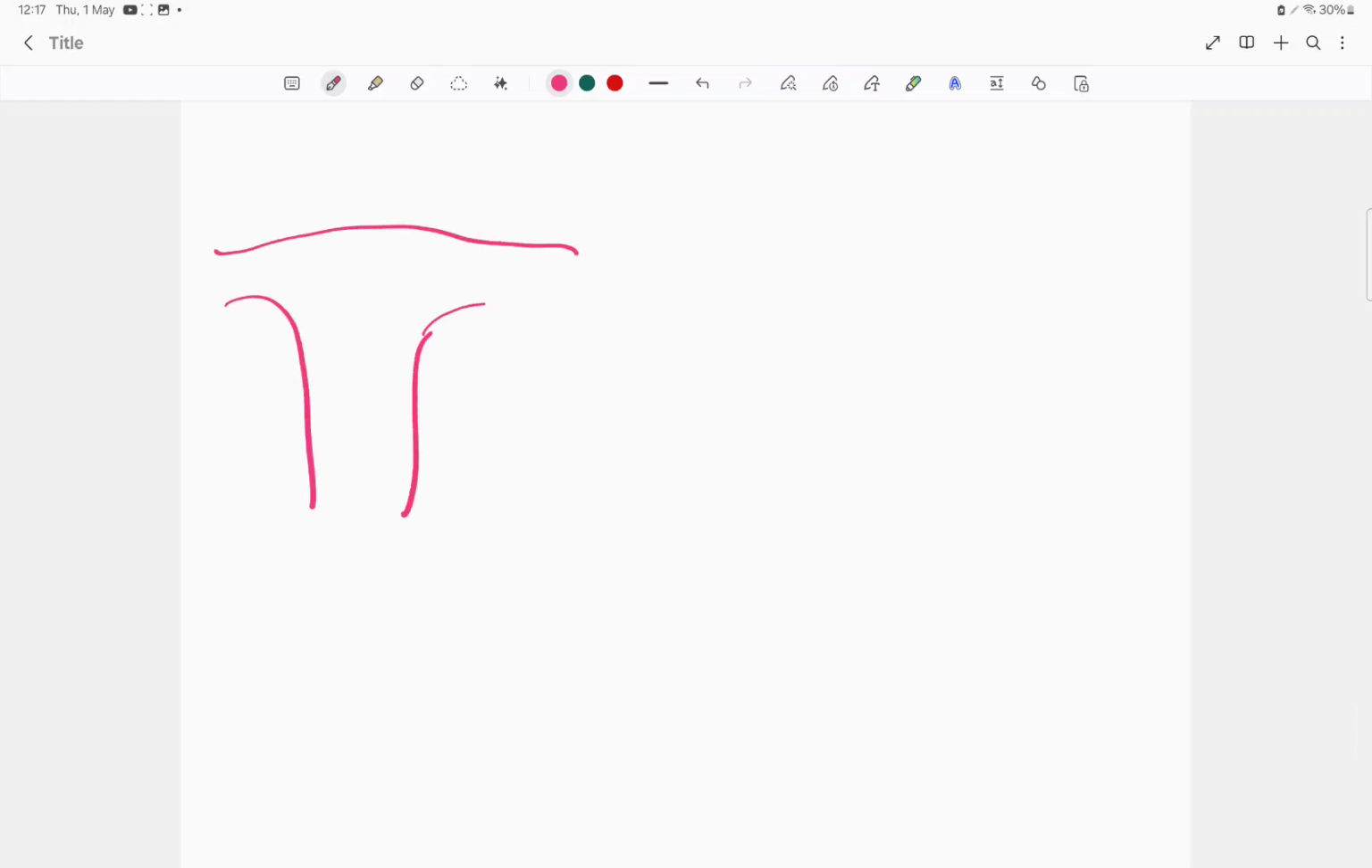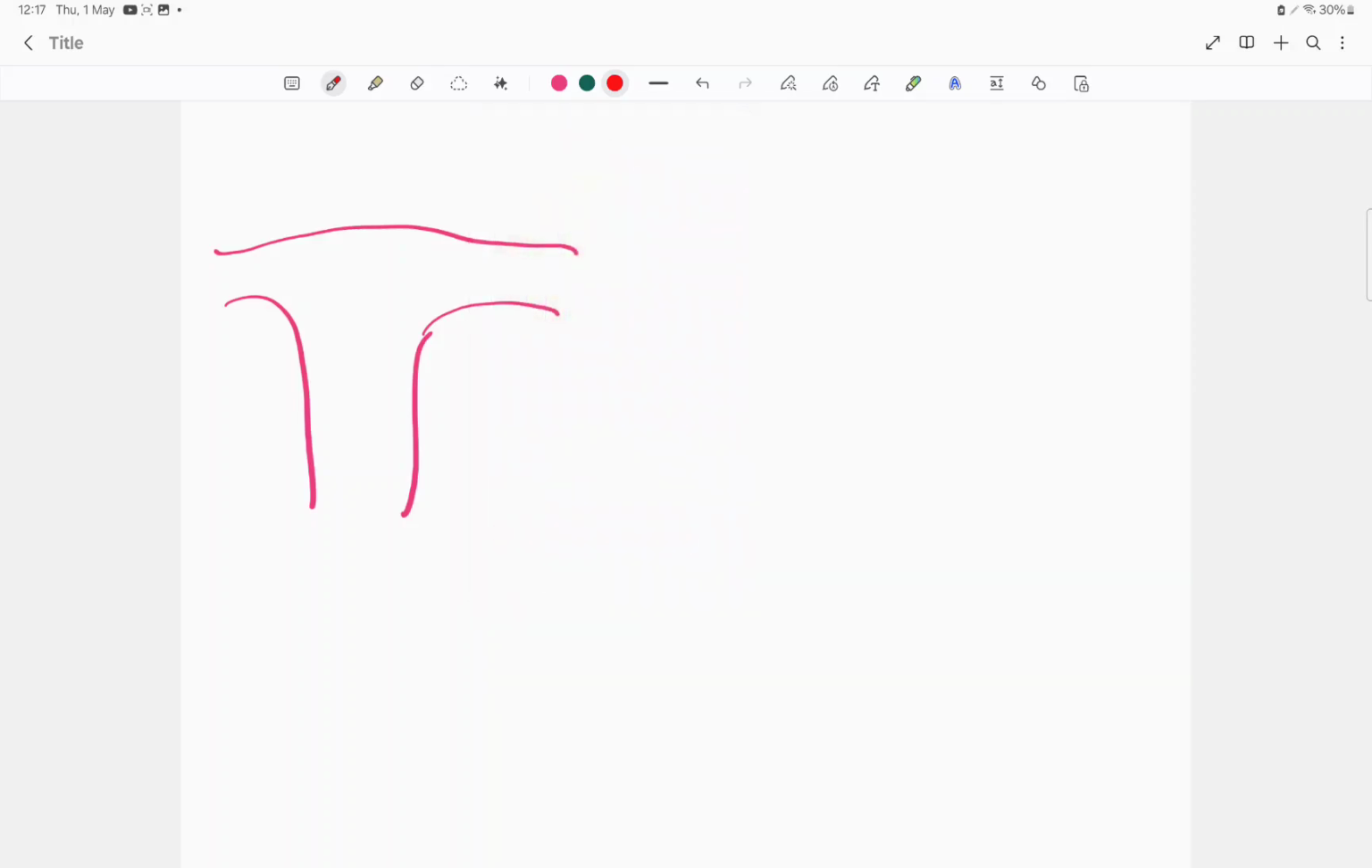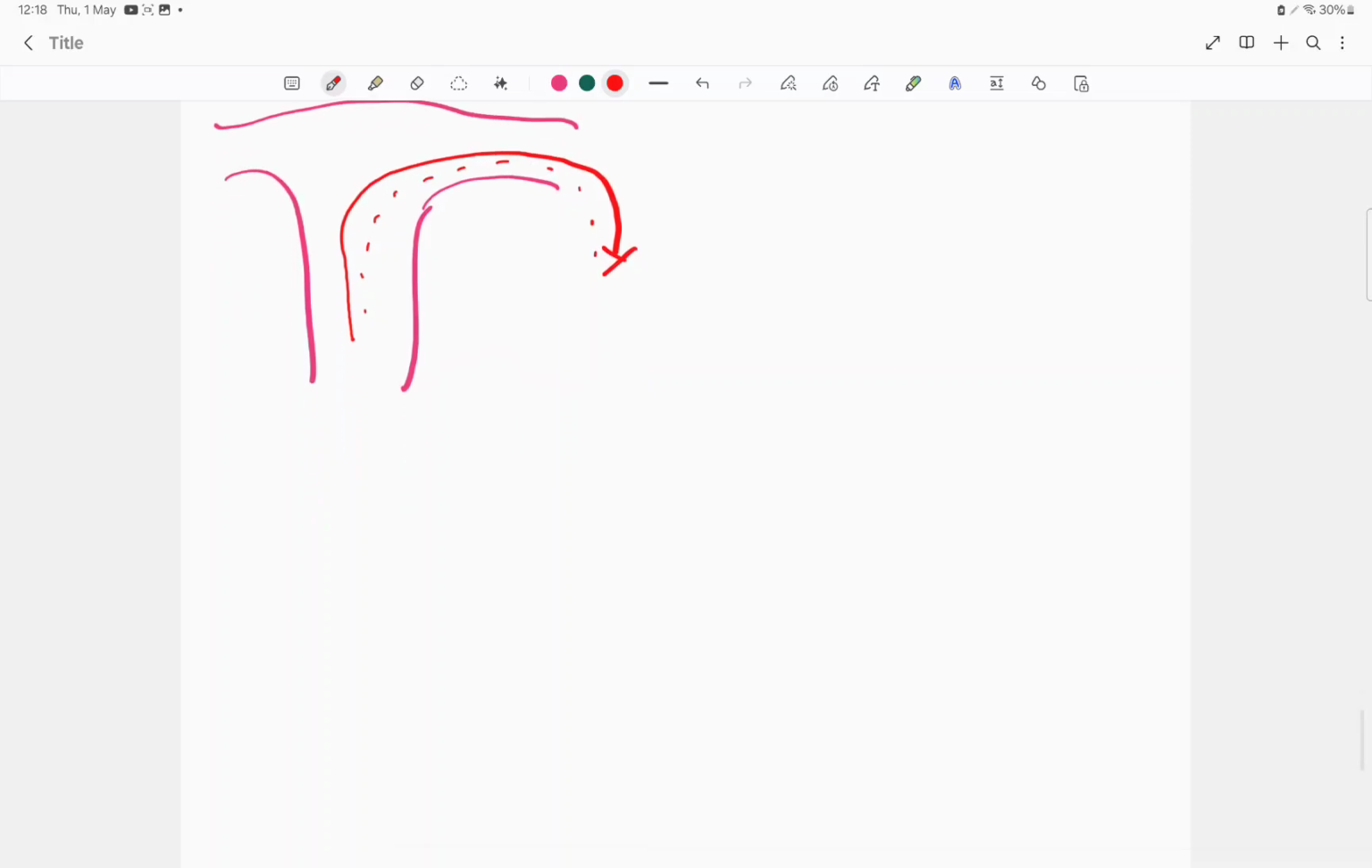uterus. I'll change this to the proper red color later. So now this is the uterus. What happens? The blood is going to come like this. All this blood is coming. You think this is the peritoneum which is present here, so this blood will come here. What does the menstrual blood, or the endometrial tissue, consist of?